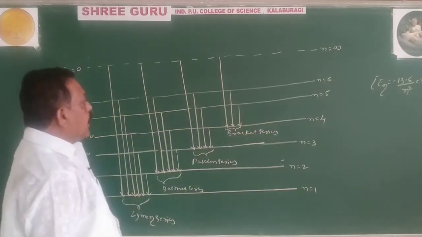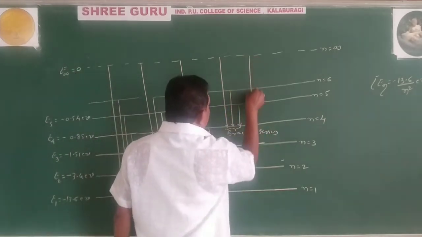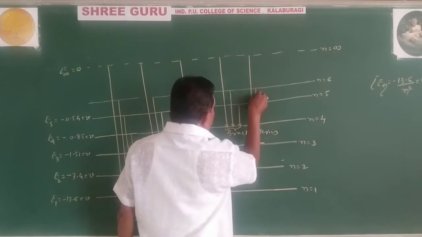If the electron jumps from any higher orbit to the fifth orbit, that is nothing but Pfund series.